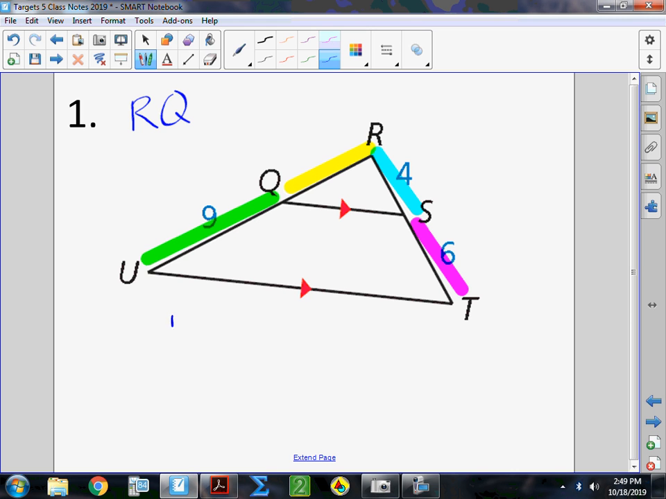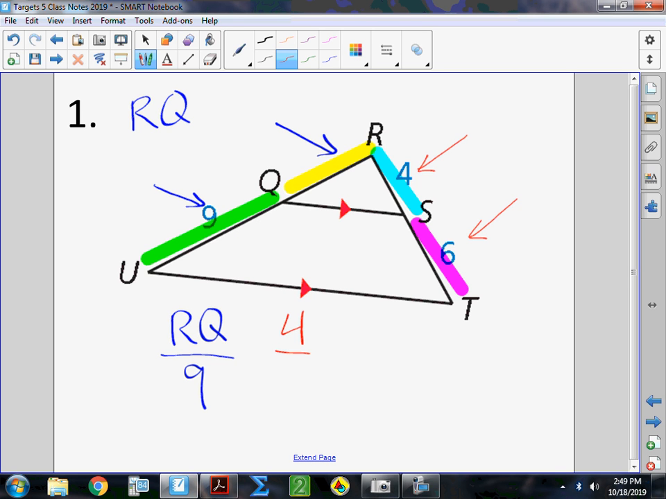So yellow is RQ, and that's over 9. So I took this part and this part, the two parts. The parallel lines divided that segment into two parts. So RQ over 9 has to equal 4 over 6, because that's divided into two parts from the parallel lines. And the parts, yellow-green and blue-pink, have to be proportional.